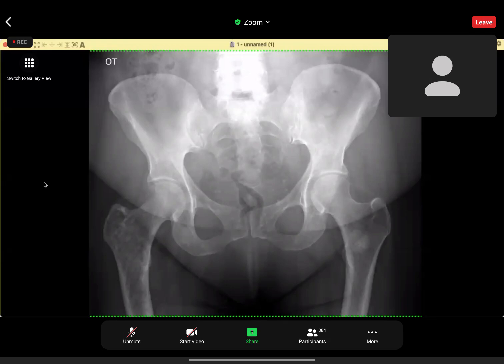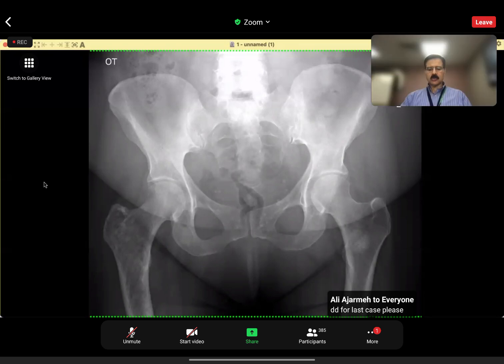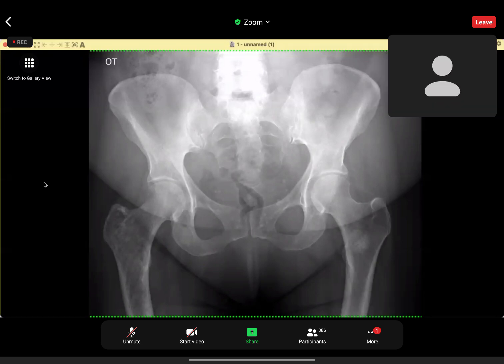In the shaft of the right humerus... with the right femur, you meant? Right humerus? Right femur, I'm sorry. Right femur is showing an osteolytic lesion. This osteolytic lesion is seen medullary in position.